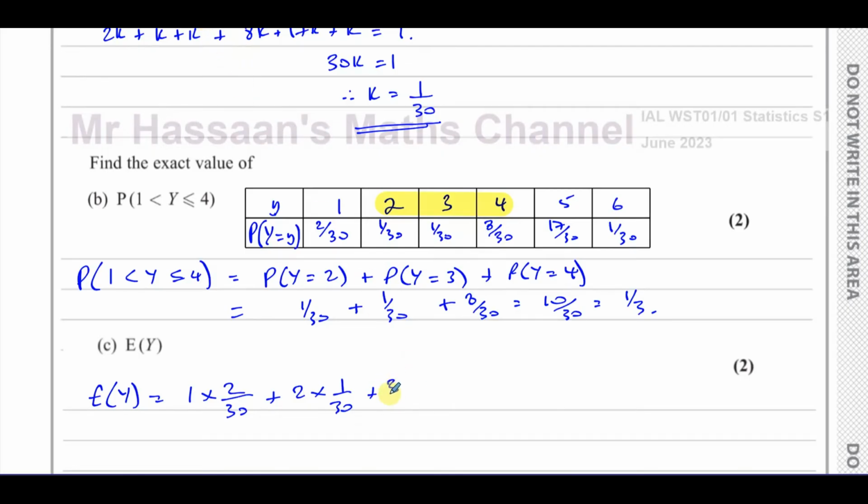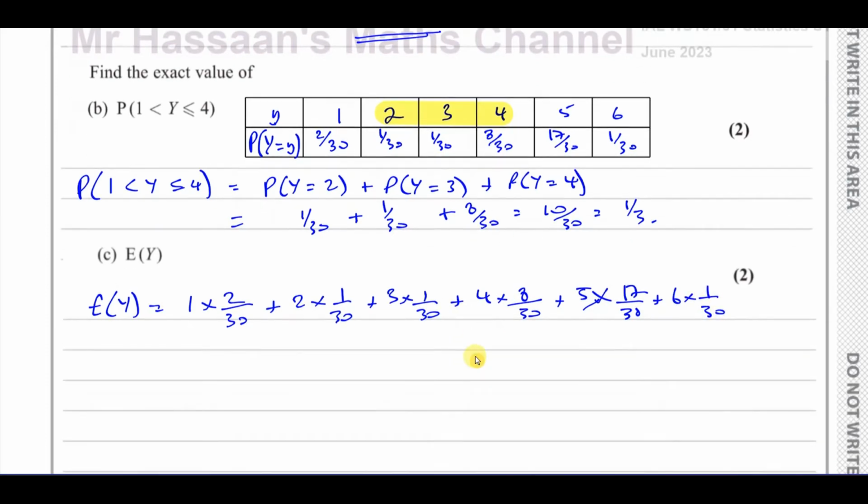plus 4 times 8 over 30, plus 5 times 17 over 30, plus 6 times 1 over 30. So the sum of all of those. That's going to give me 2 over 30 plus another 2 over 30 plus 3 over 30 plus 32 over 30 plus 5 times 17, which is 85 over 30, plus 6 times 1 over 30, which is 6 over 30.